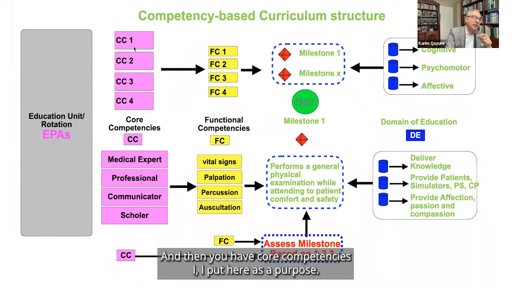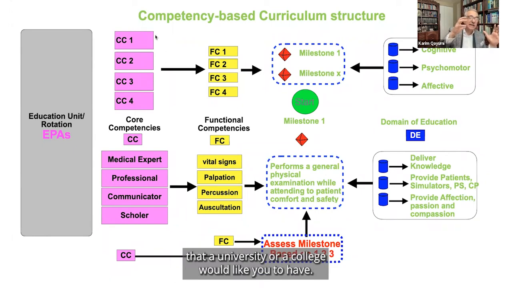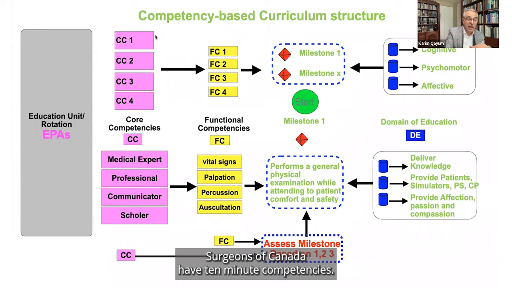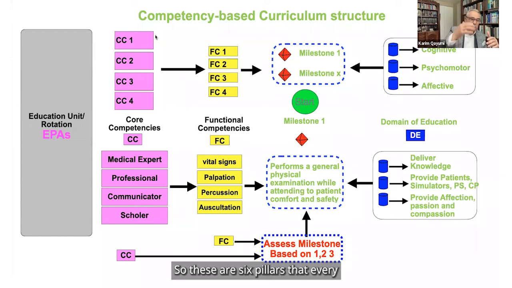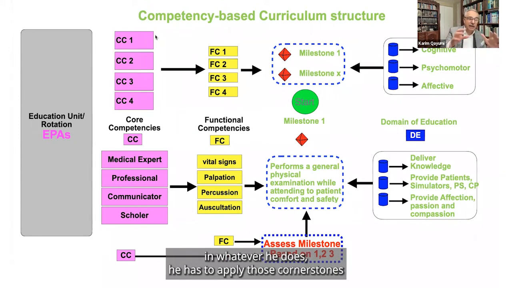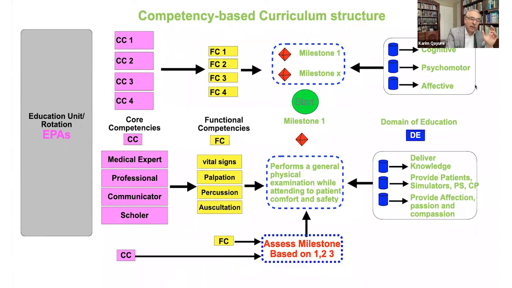I put here as a purple CC. Core competencies are general competencies that a university or a college would like you to have. Like in our case in Canada, the Royal College of Physicians and Surgeons of Canada has the CanMEDS competencies. So there are 6 pillars that every doctor who graduates in Canada, in every aspect of medicine and whatever he does, has to apply those cornerstones. So in order to give you an example, let me see for you to understand.